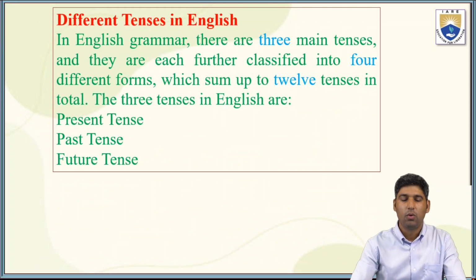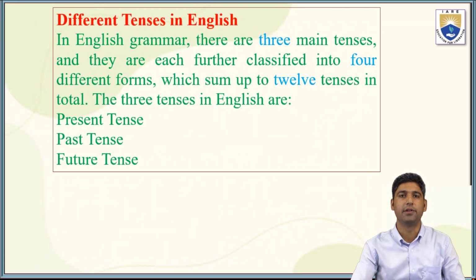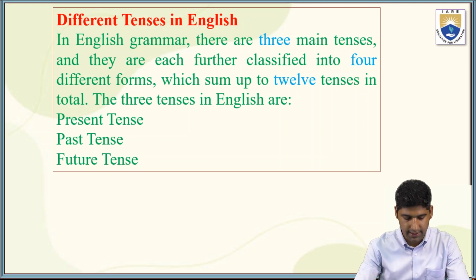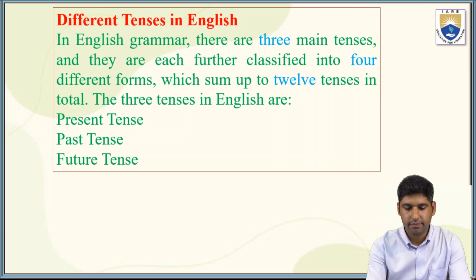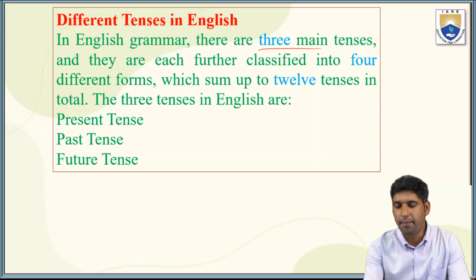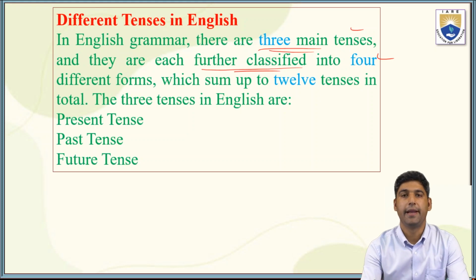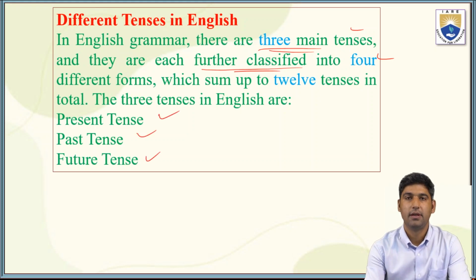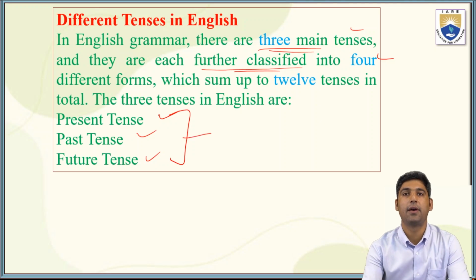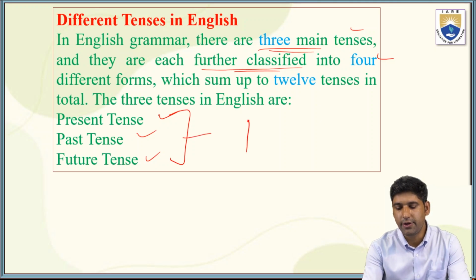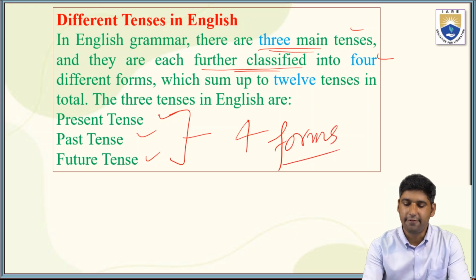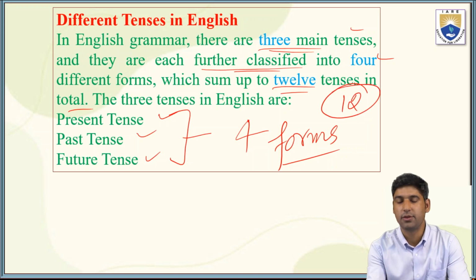Now, what are the different tenses in English language? Let's talk about different tenses in English language. In English grammar, there are three main tenses. And these three tenses are further classified into four different forms. They have four different forms, which sum up to 12 tenses in total. So we have 12 tenses in total.